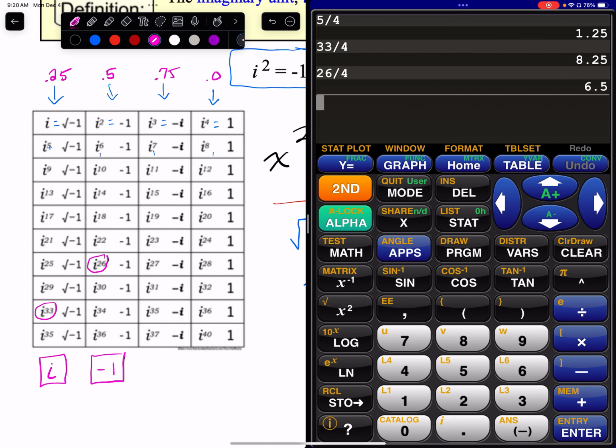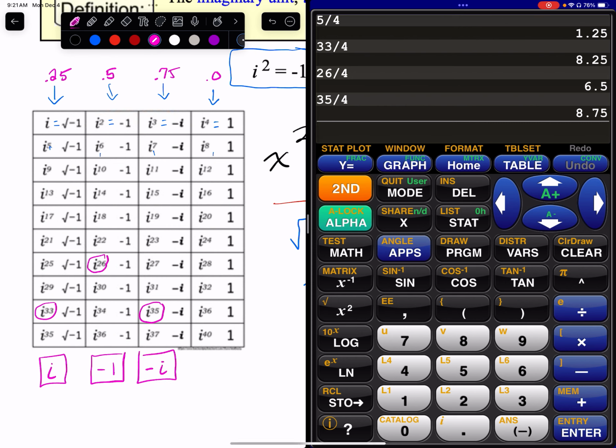And then, for example, let's look at this column right here. i to the third power is -i. Also, i to the 35th power is -i. So how do I check that? Well, if I do 35 divided by 4, look at the decimal. The decimal is 0.75. So anything with a decimal of 0.75 is going to be a -i.